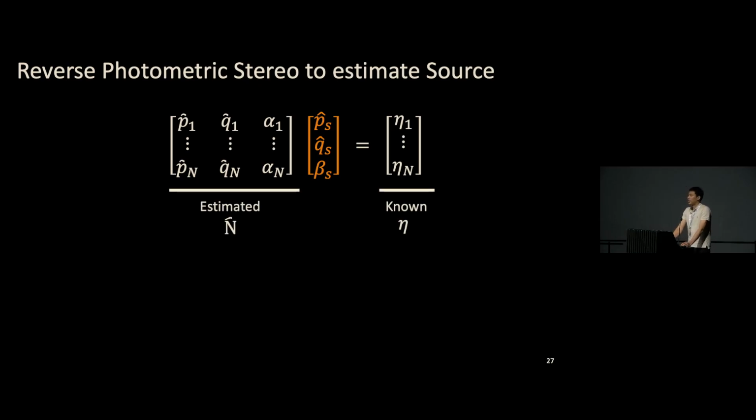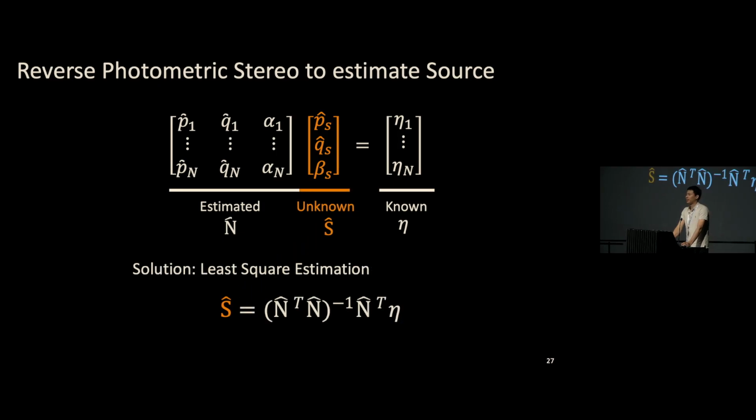Here we introduce a new concept of reverse photometric stereo. We have the estimated PQ value and the known shading term eta, and the unknown is lighting. Solving for S by least squares estimation allows us to estimate the lighting.